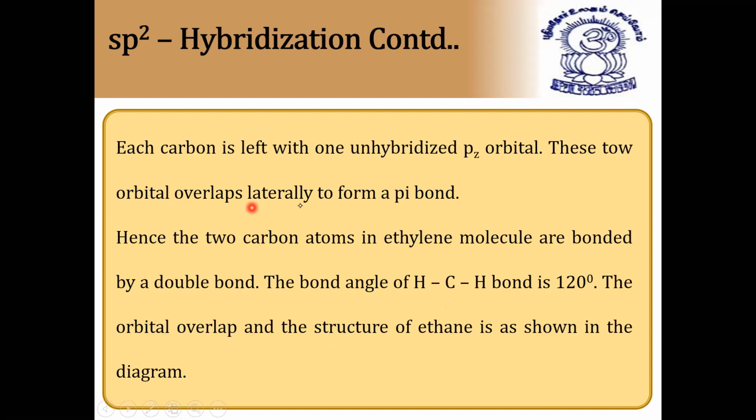These orbitals overlap laterally to form a pi bond. So these two orbitals overlap to form a pi bond. Hence, the two carbon atoms in the ethylene molecule are bonded by a double bond, and the bond angle of HCH is 120 degrees. The orbital overlap and the structure of ethylene is as shown in the diagram.